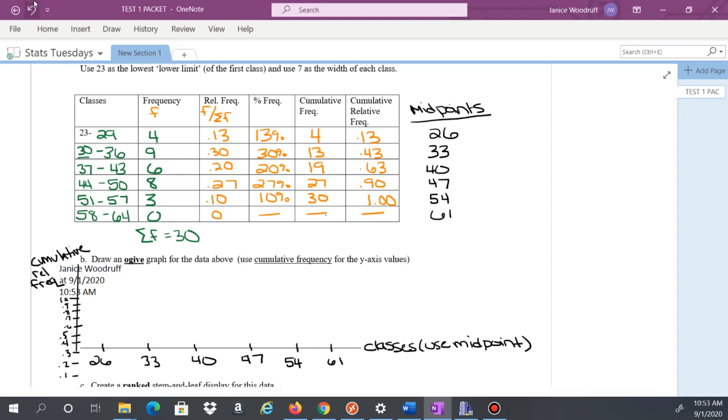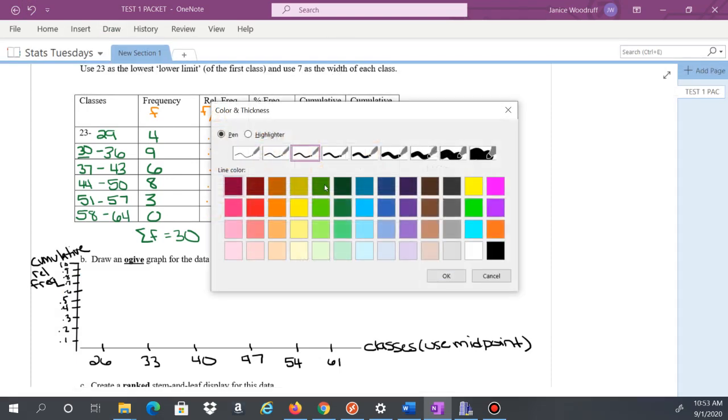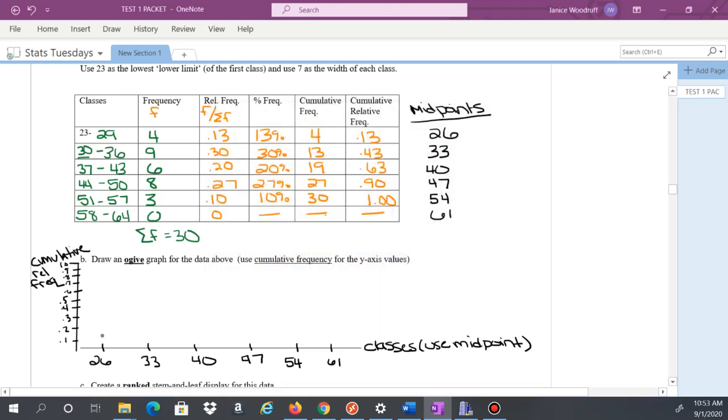Let me make very thick points here. That's too much. Okay, all right, so 0.13 about right here. Let's see, then you have 0.43, about right here. 0.63, about there. 0.90 right here, and then 1 up here, and then this stays at 1.